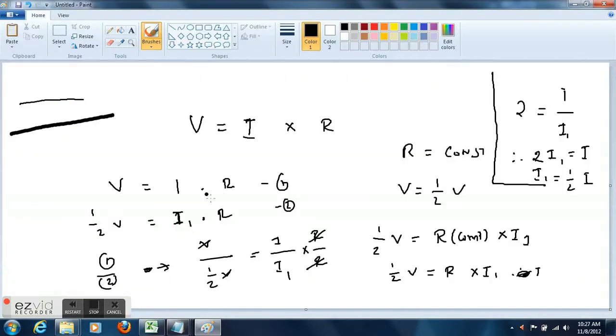Now just imagine a water pipe. If the water tube is thin, less water will pass. If the water tube is thick, it is a bigger cross section, so more water will pass. I hope you understood the concept.